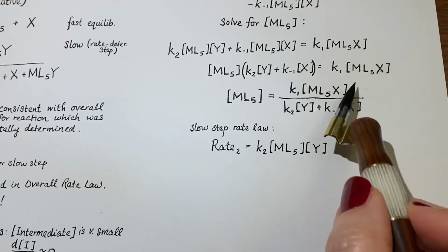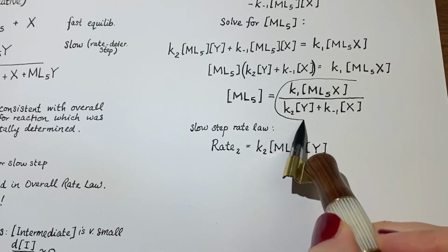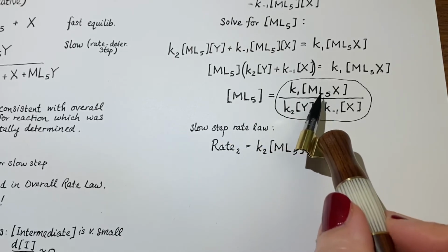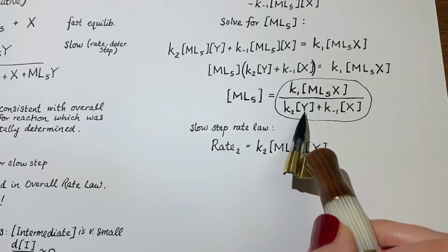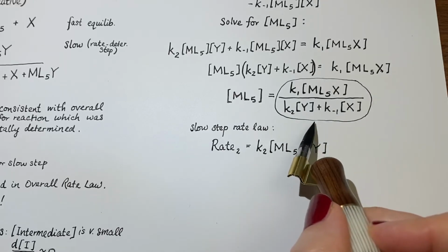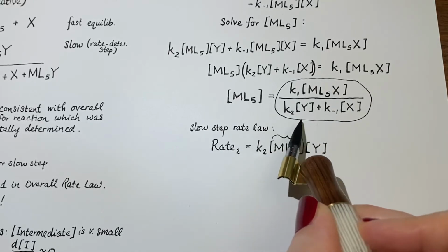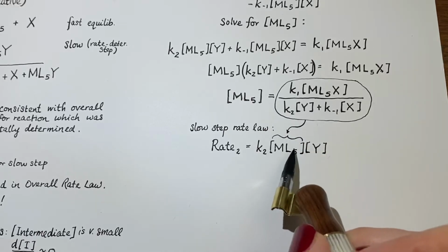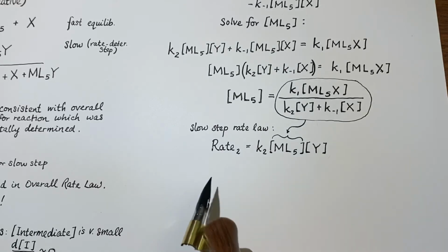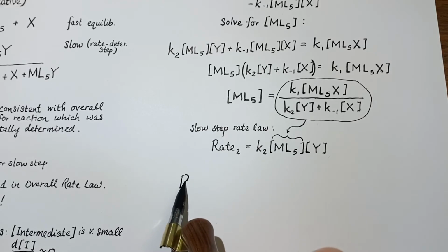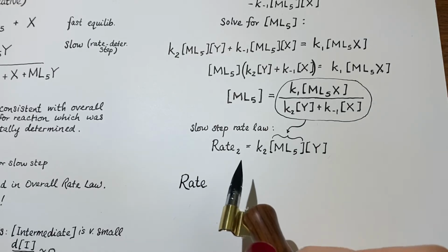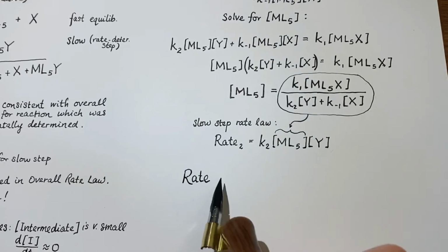So now that we have solved for the intermediate ML5 in terms of, here we have a reactant, here we have another reactant, there we have a product, all those are allowed in a rate law. So we can now substitute all of that into here, and that will give us our overall rate law. So I am going to just write rate to acknowledge that now we have arrived. Here's our overall rate law.